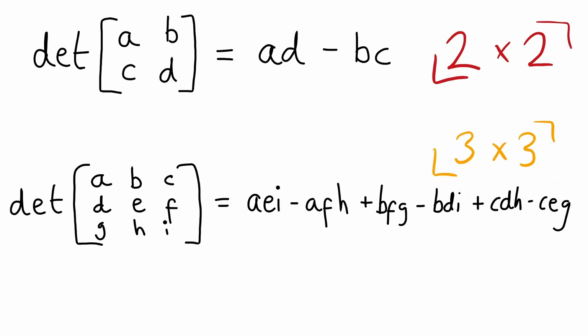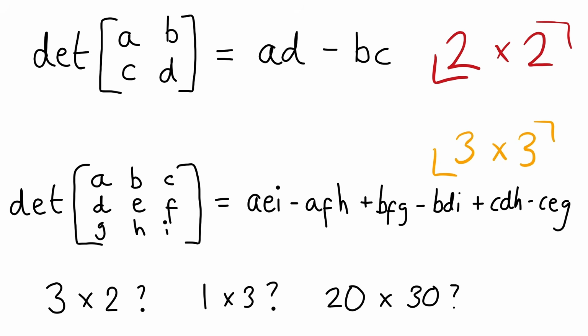If you've ever studied matrices before, then you're probably familiar with these formulae on screen here. These are the formulae for calculating the determinant of a 2x2 and a 3x3 matrix. But what about the determinant of a 3x2 matrix, or a 1x3 matrix, or a 20x30 matrix? How would you calculate those?